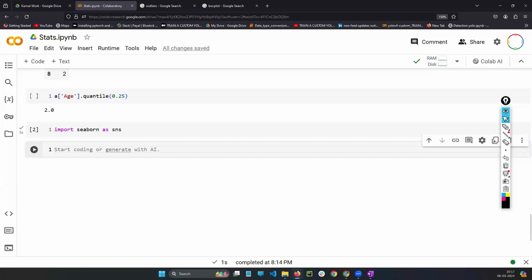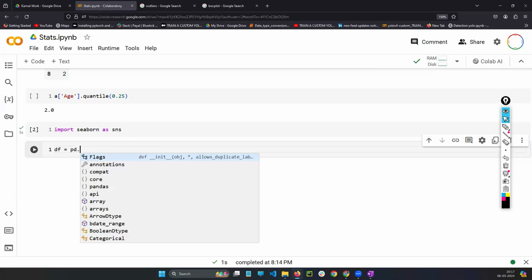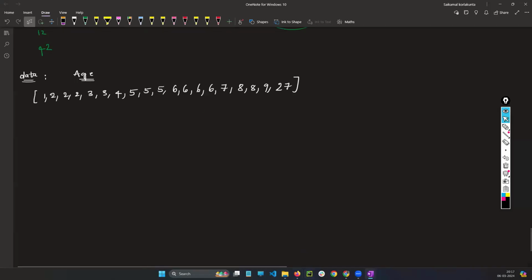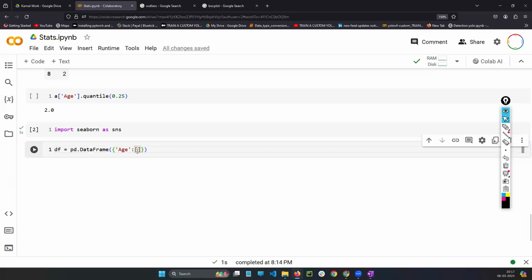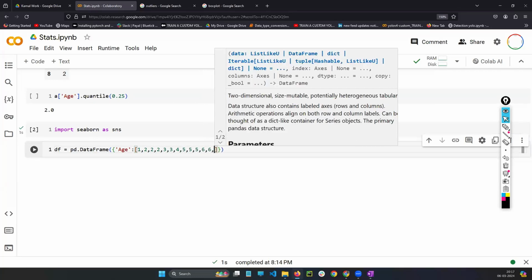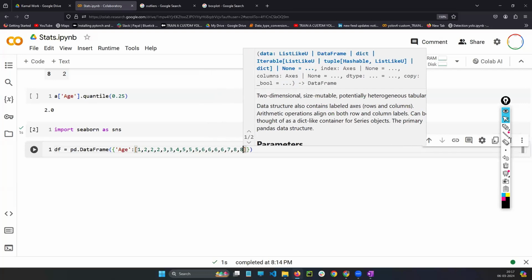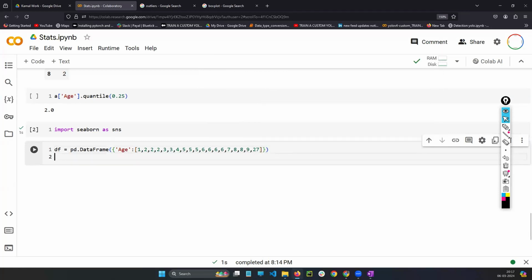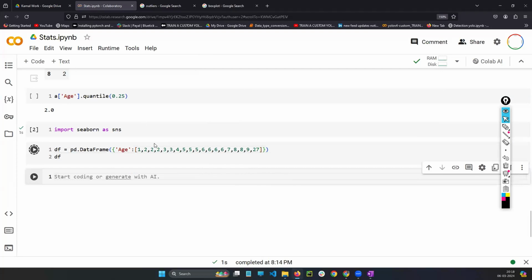Let's say df is equal to pd.DataFrame. I'm going to apply the data frame with the column name as age, and I'm going to pass the same data which I have written here. So I'm passing this data and printing the df in front of you.